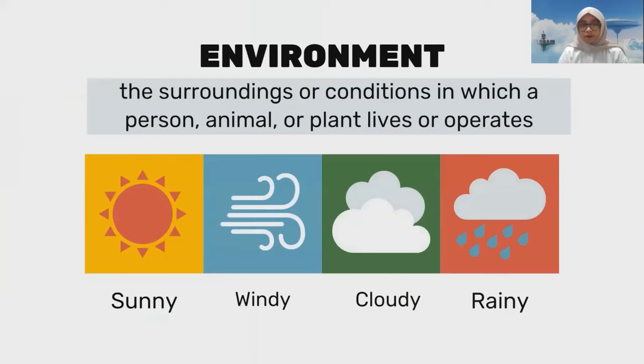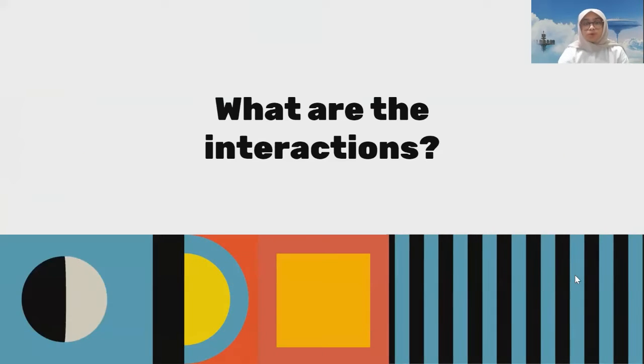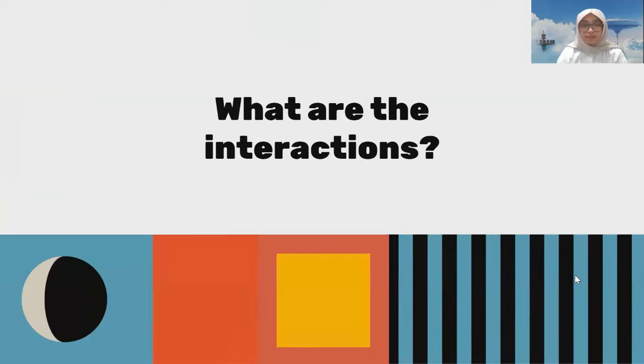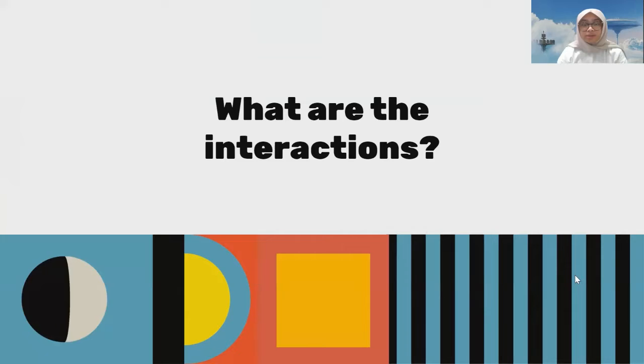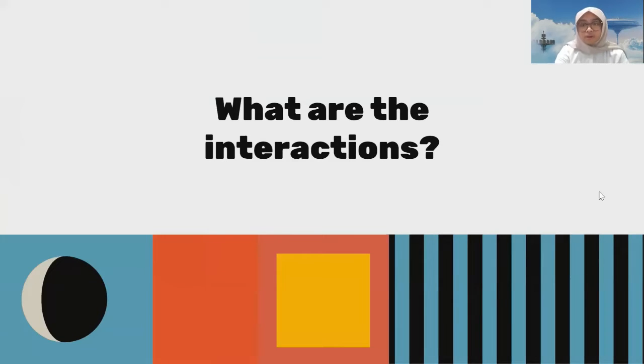The definition of environment is the surroundings or conditions in which a person, animal, or plant lives or operates. It can be sunny, windy, cloudy, rainy, snowy, or any other environment that can be around a plant. So what are the interactions between plant cells and the environment? What can plant cells do in order to survive in different environments?